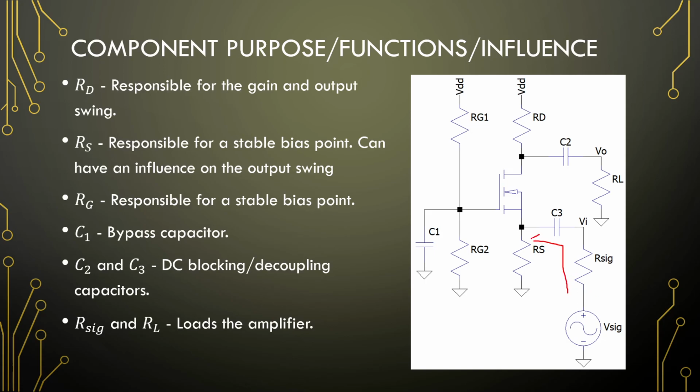So our input impedance we will be looking in there, and input impedance is typically 1 over the transconductance of the amplifier. So the drain current controls this. So RS is important to stabilize our drain current. RG1, RG2 provides our VGS, sorry, for our bias.